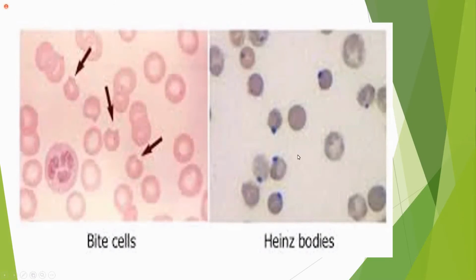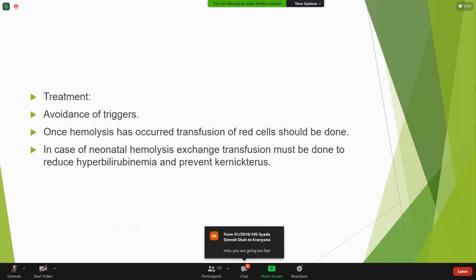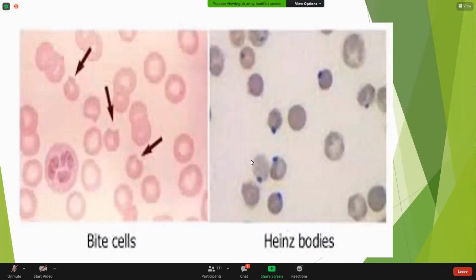Now, this is the peripheral smear of the G6PD deficiency patient, which is showing the Heinz bodies and the white cells. So these Heinz bodies are actually the denatured hemoglobin that are formed because of the G6PD deficiency, because of the hemolysis, and ultimately these denatured hemoglobin are taken up by the macrophages, and these white cells will result.